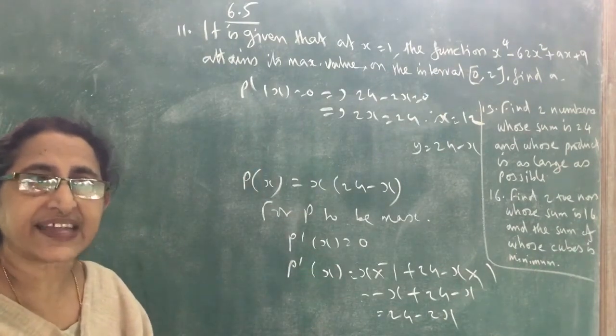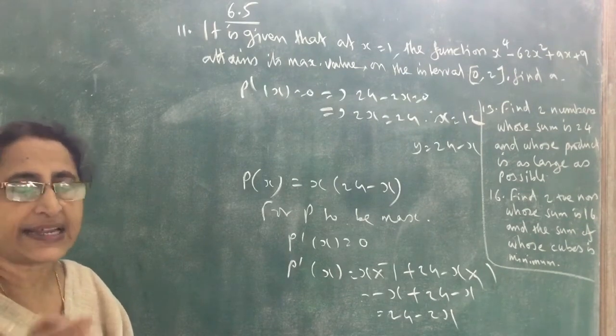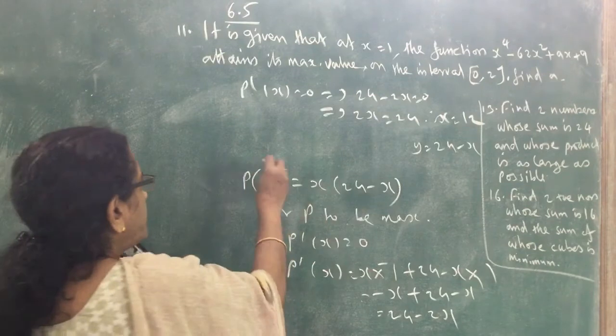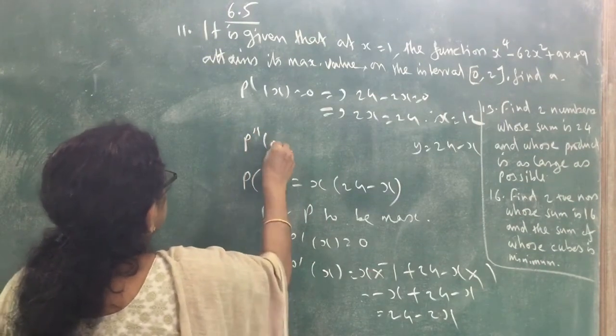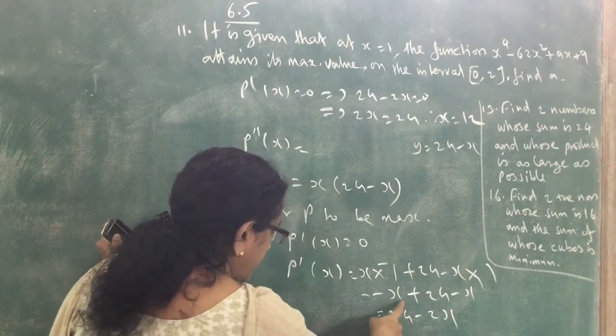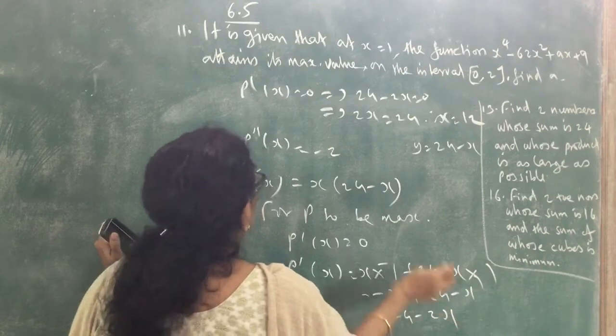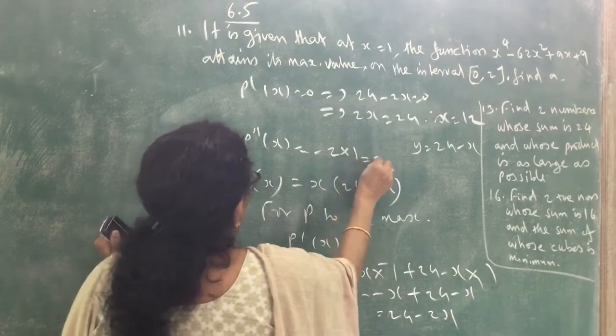Now we have to find the second derivative and we have to substitute in that. And we have to see whether it is less than 0 or greater than 0. So we have to find the second derivative, p double dash x equal to, this is p dash x. So what is the second derivative? Derivative of 24 is 0, minus 2 into derivative of x, which is 1. So minus 2 into 1, that is minus 2.